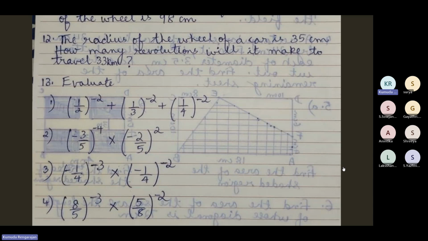We'll see the answer with the 12th one. A radius is given. Whenever it is about revolutions, you will have to find the circumference of the wheel. Now, for the number of revolutions, we have a formula: the number of revolutions is equal to the total distance divided by the distance covered in one revolution. The distance covered in one revolution is the circumference of the wheel. The total distance is 33 kilometers, but you need to convert that to centimeters.